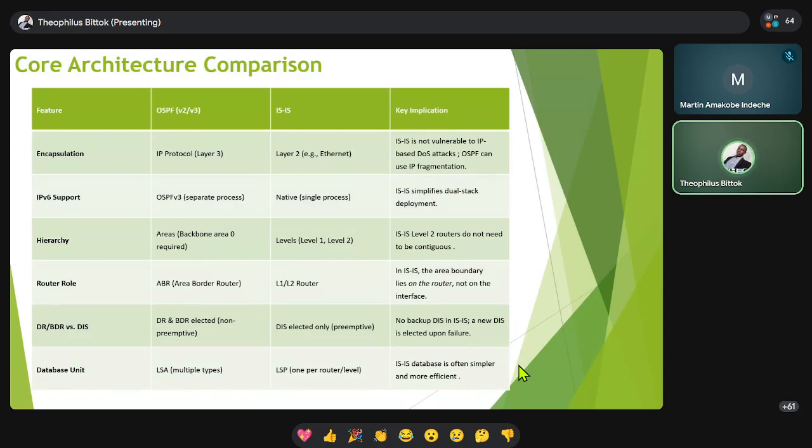Then on IPv6 support, let's say for example you want to run IPv6 and IPv4 on your network. For OSPF, you will need to run two separate processes.